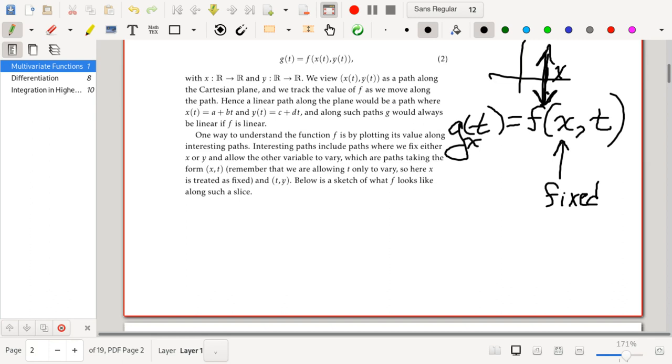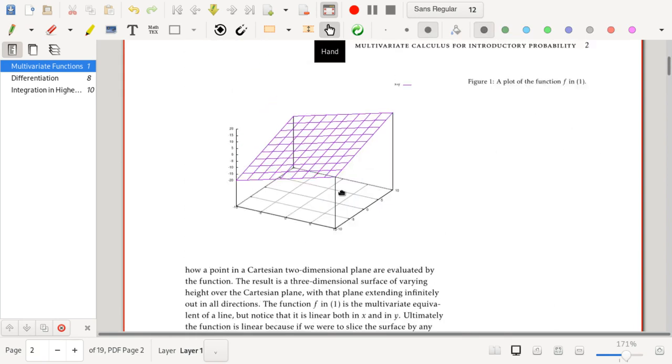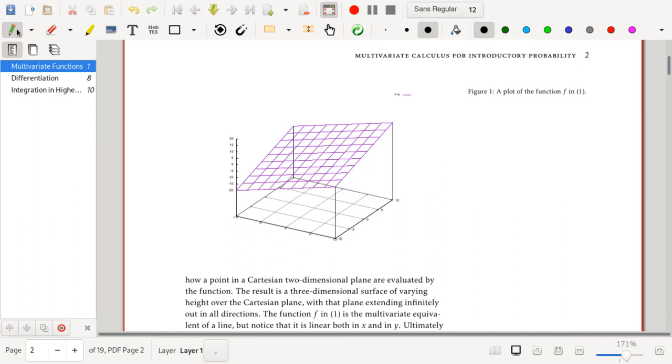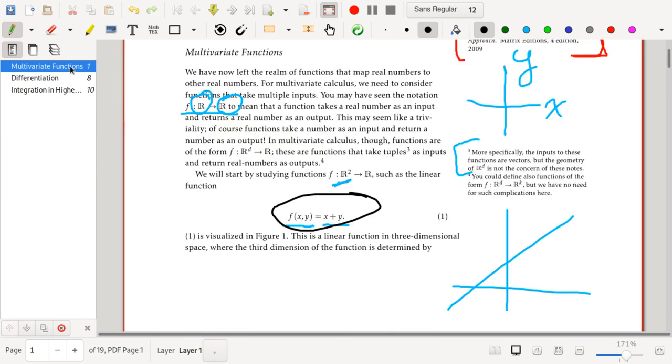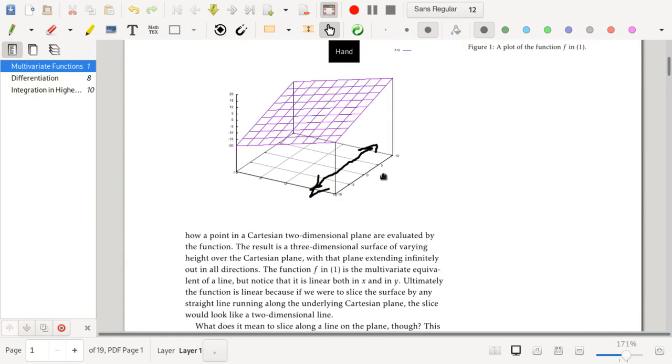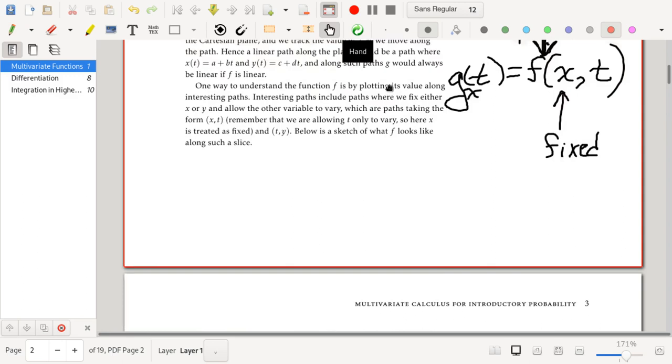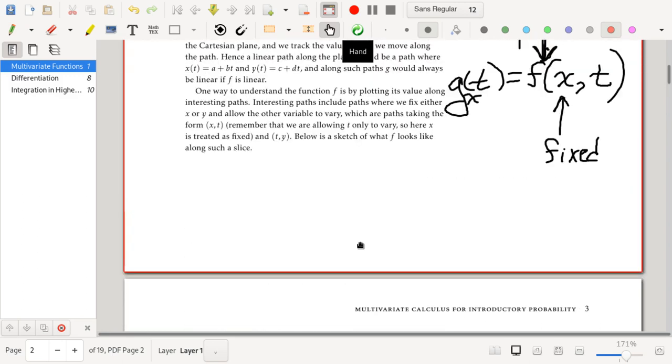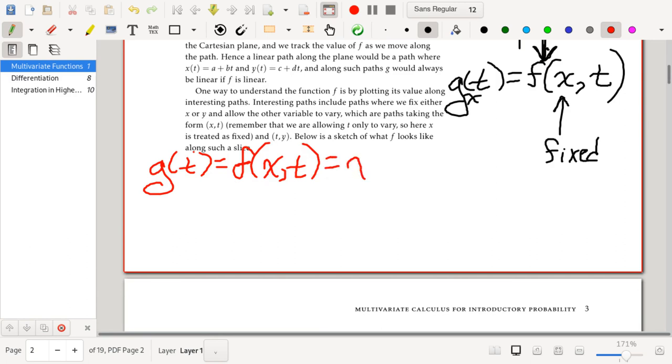And if we were to sketch, maybe if we were to go back to this illustration, this path is going to be parallel to either the x or y-axis. And our function g is going to be tracking what our function above us, f, is looking like. So we would have such a function. So let's consider what this function g, which corresponds to f along a slice, actually looks like. So g of t is equal to f of x and t, and that's going to be x plus t.